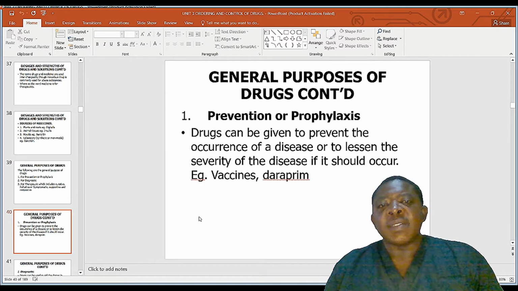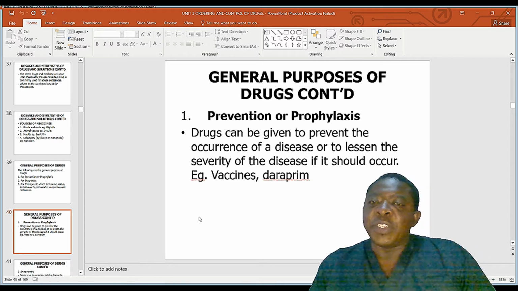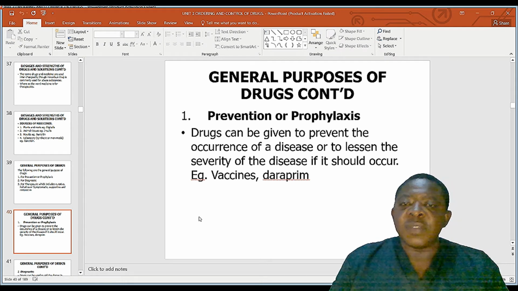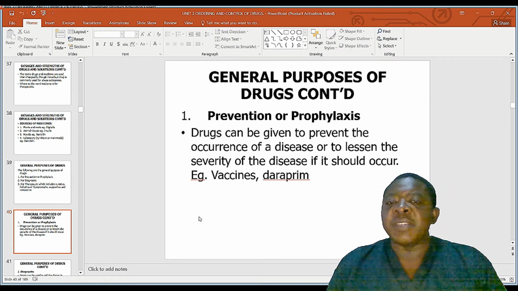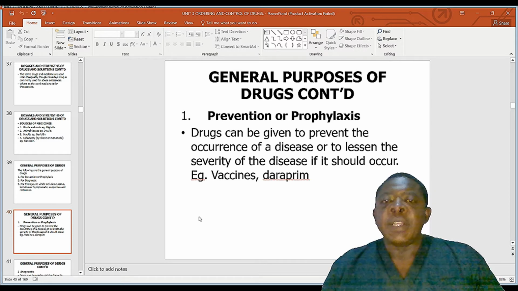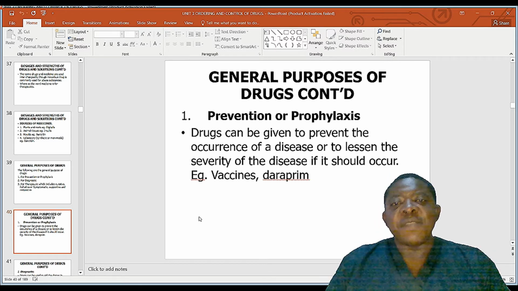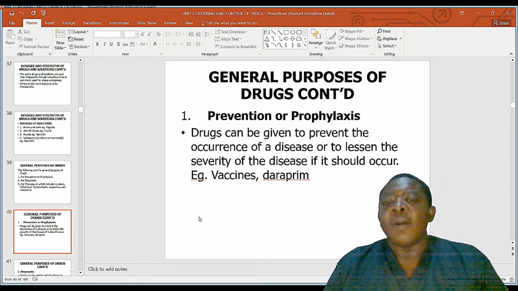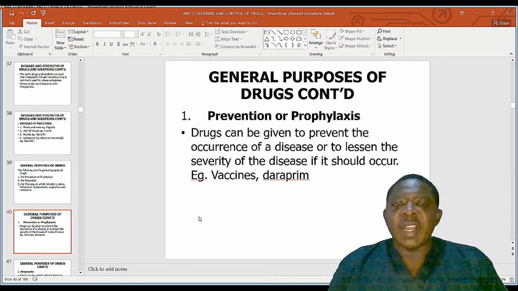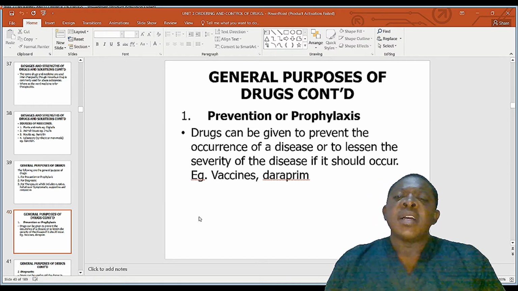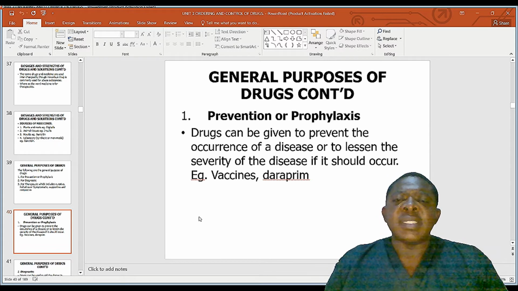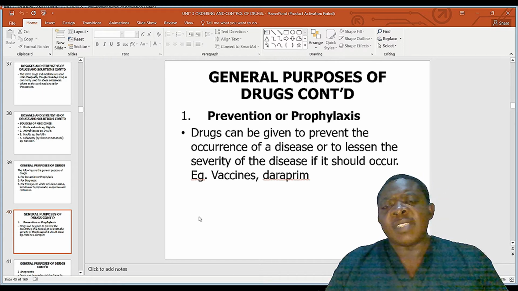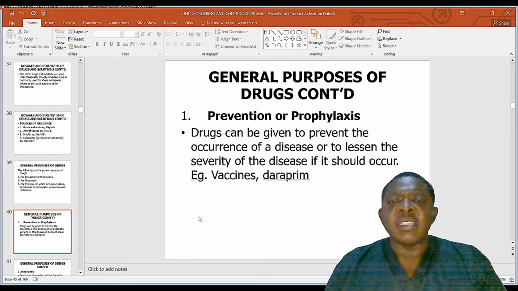General purposes also continue here. When you talk about prevention or prophylaxis, what do we necessarily mean? Drugs can be given to prevent the occurrence of a disease or to lessen the severity of the disease if it should occur. Some examples of drugs given for prophylaxis are vaccines and Daraprim. Like Fansidar, it is given for prevention of malaria as prophylaxis. So these drugs, vaccines and Daraprim, are given as prophylaxis.